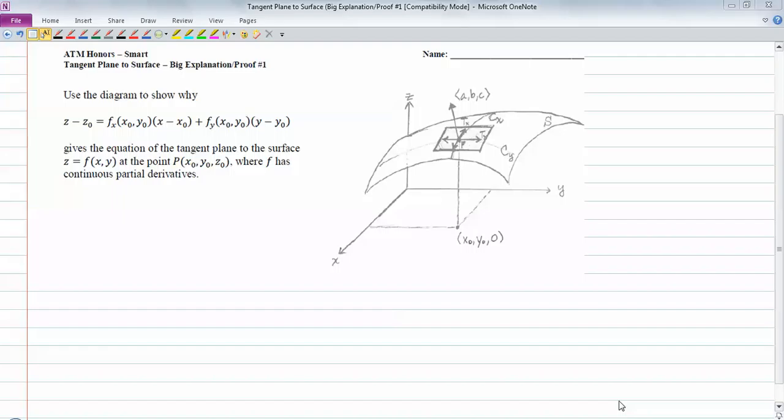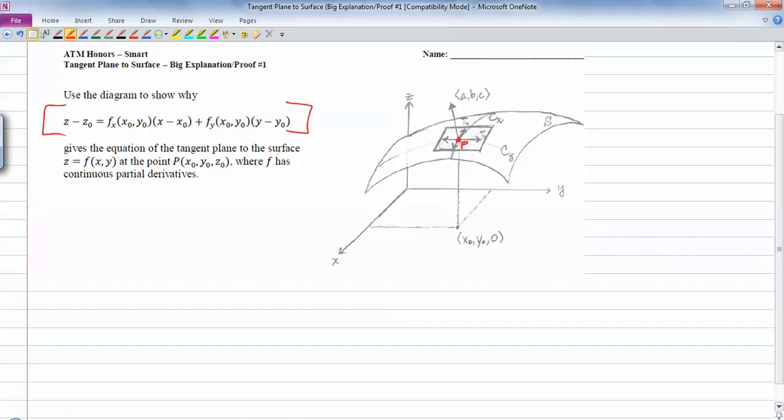Okay, so in this one, you've got a surface. The surface is defined by z equals a function of x and y. And this point on the surface is P. And you've got tangent lines in the x direction, t sub x, and in the y direction, t sub y, that fall on these curves of the x and y direction on the surface. Anyway, the question is, why is the tangent plane given by this equation right here?